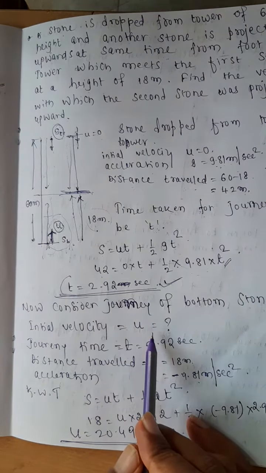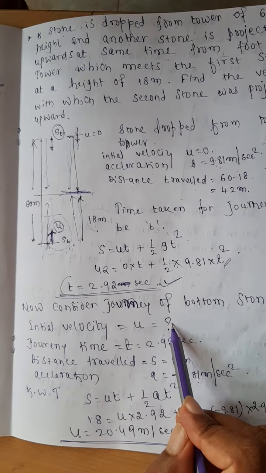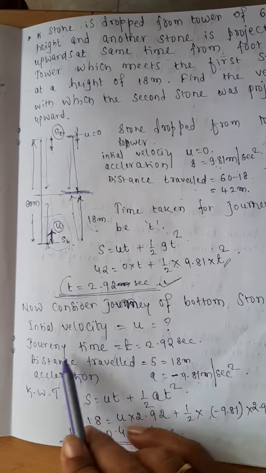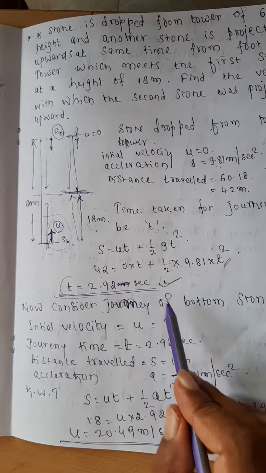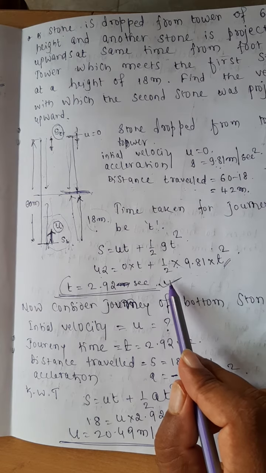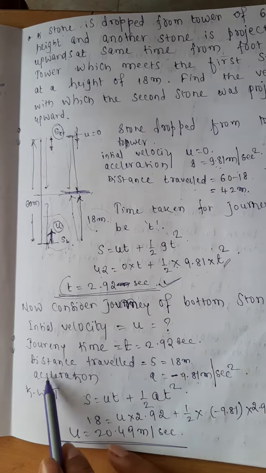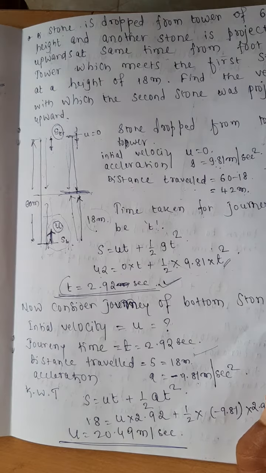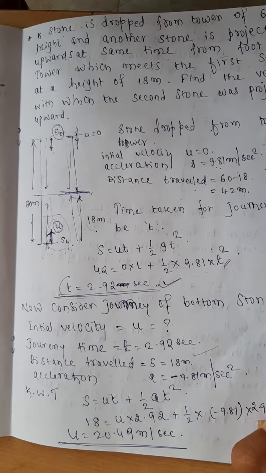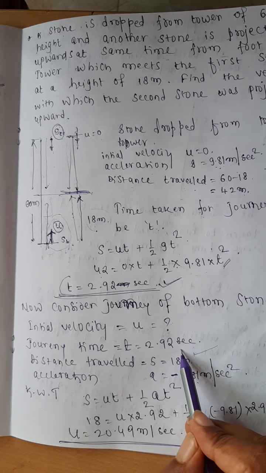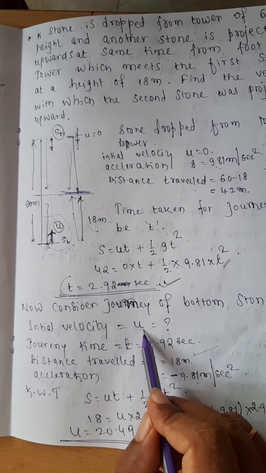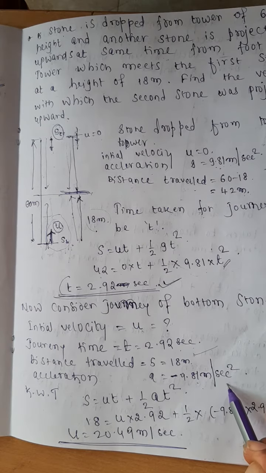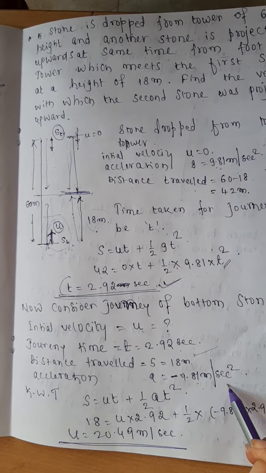Initial velocity of the bottom stone is equal to 0. Journey time of the bottom stone is equal to 2.92, which is the same as the time taken by the upper stone. Is it all right? Distance traveled is 18 meter. And acceleration, now you just see the parameters, I am taking the upward as positive. That is why the distance is becoming positive, the initial velocity is becoming positive, but g is becoming negative, minus 9.81 meter per second square.